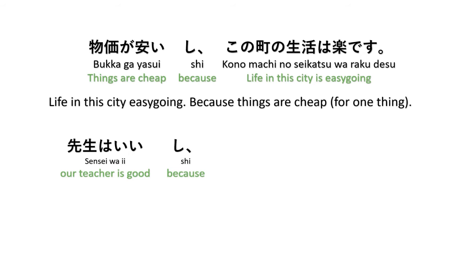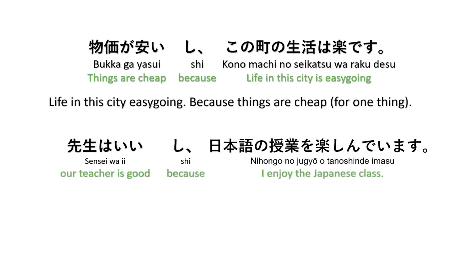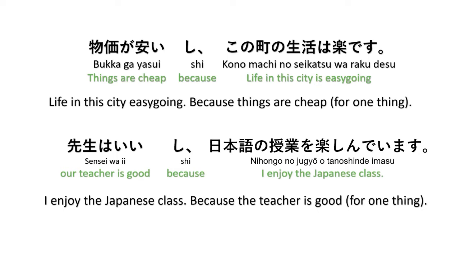Sensei wa ii shi, Nihongo no jugyo o tanoshindeimasu. I enjoy the class because the teacher is good for one thing. There are other reasons why, and I do not have to mention them. It is already implied in the shi.